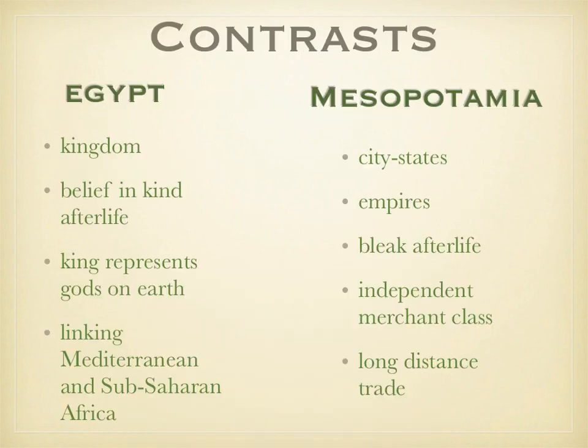So, we've got a series of contrasts here. You've got Egypt, where we had one kingdom. Mesopotamia, we had the city-states, and eventually empires. On the side of Egypt, you have belief in a kind afterlife, a bleak afterlife for the Mesopotamians. You can see that this doesn't exactly link up, but you get the point. For Egypt, the king represents the gods on earth, not really the same amounts for the Mesopotamians. Mesopotamia has an independent merchant class and a stronger investment in long-distance trade. And of course, with Egypt, keep in mind that Egypt is a linking place between sub-Saharan Africa and the Mediterranean, which a lot of the civilizations we're going to be talking about are focused under.